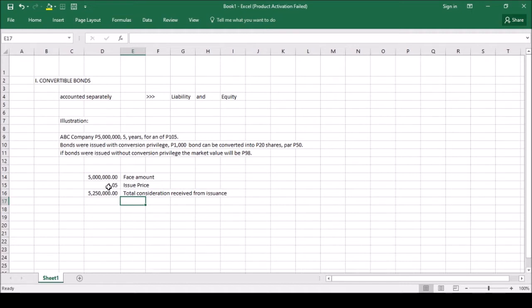So, for the bonds without the conversion privilege, which is at 98, we just multiply the 5 million face amount by 0.98. This means the value of the bonds without the conversion privilege, solely a liability, is 4,900,000. To get the value of the equity instrument attached to that bond, we just need to determine the residual value, the difference between the total consideration received from issuance and the value of the bonds without the conversion privilege. In this case, the equity instrument, or the residual value, is 350,000.